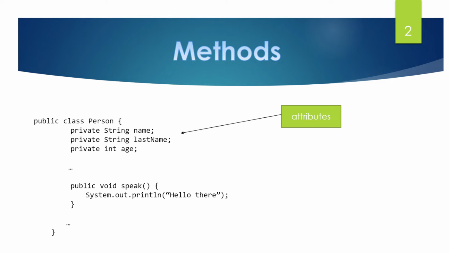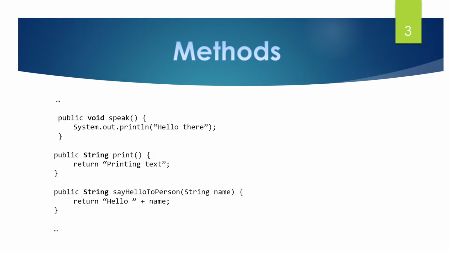In our previous examples we had this class named person where we had attributes name, last name, age and also behaviors. Behaviors such as speak is represented as a method. In Java in general, when we want to represent the behavior of the class, we are using the methods. In this case, the method name is speak. So this method is printing hello there on the console.